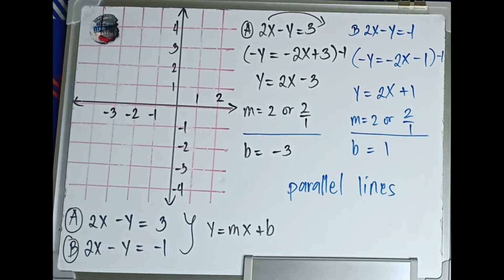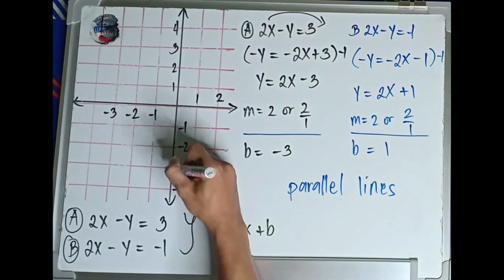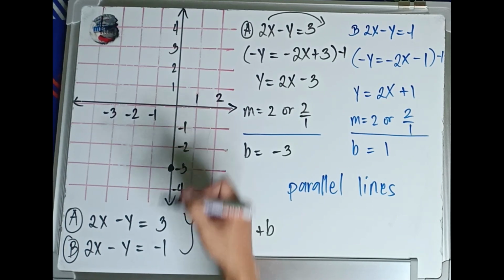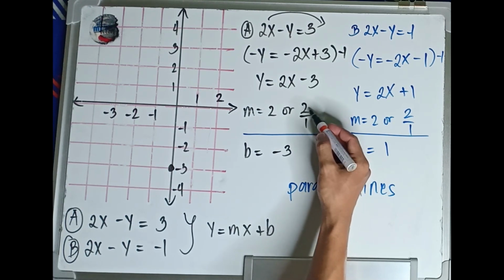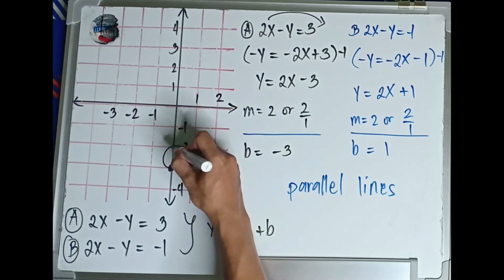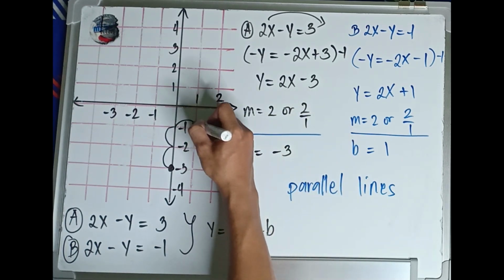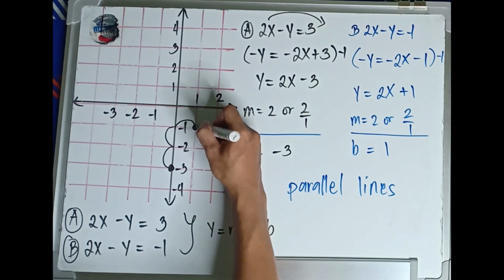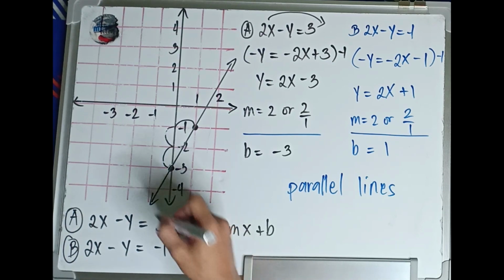Now let us graph equation A. So let us use first the y-intercept, negative 3. Then our slope is 2 over 1. So we have to move upward twice, 1, 2. And we have to move once to the right. Then, let us connect the 2 points. This will be the graph of equation A.